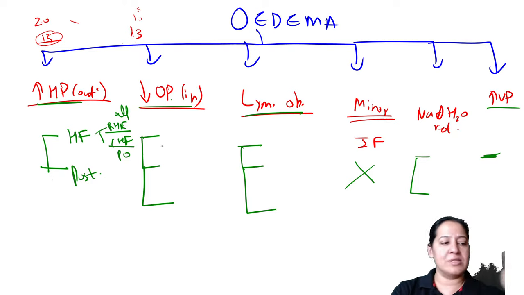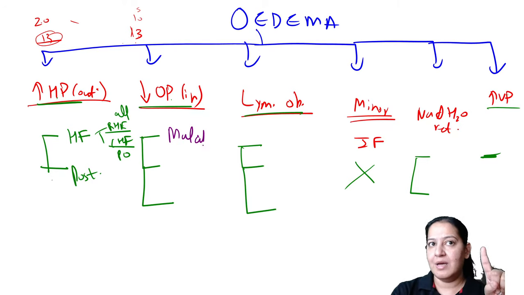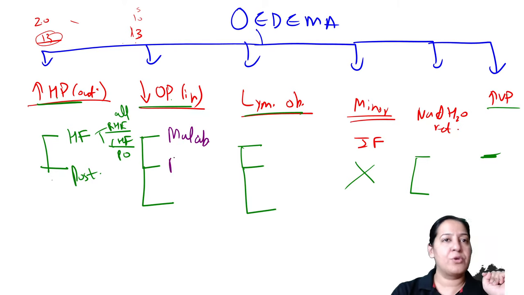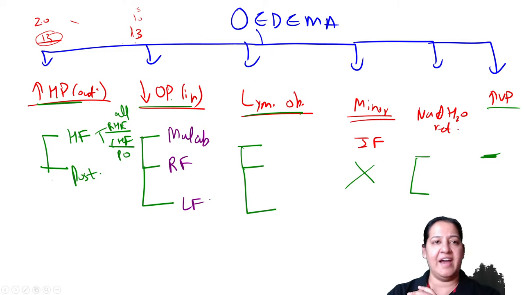Now tell me the three causes of the edema of decreased osmotic pressure. Who will tell me the three causes? So Rishinika has already enumerated. Very good. So it is malabsorption, that is the problem in the intestine, renal failure, and liver failure. Liver failure, renal failure, and malabsorption. Yes, very good.